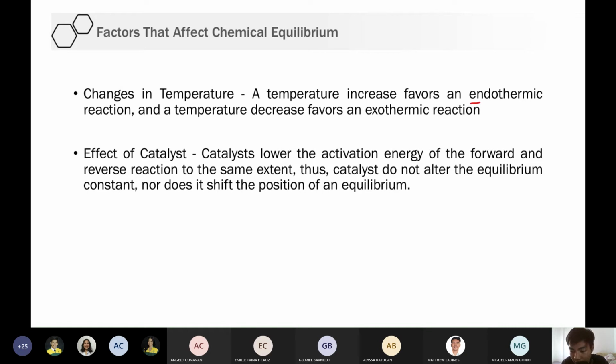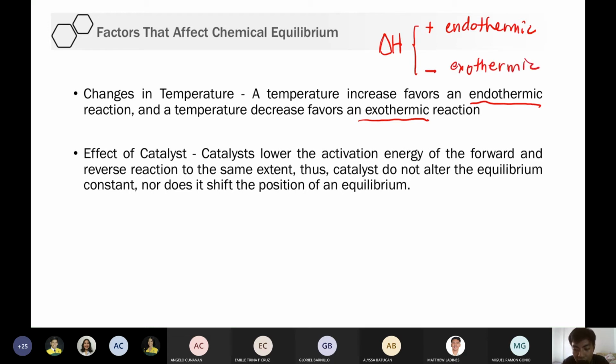Bago tayo pumunta sa mismong explanation, ano muna yung endothermic pati exothermic? So that is the sign for your enthalpy change, your delta H, no? That is energy. Kapag endothermic yan, your delta H is positive. So ano meaning nun? The reaction will absorb energy para mag-proceed siya. Pag exothermic naman, delta H is negative. So that means magre-release yan ng energy.